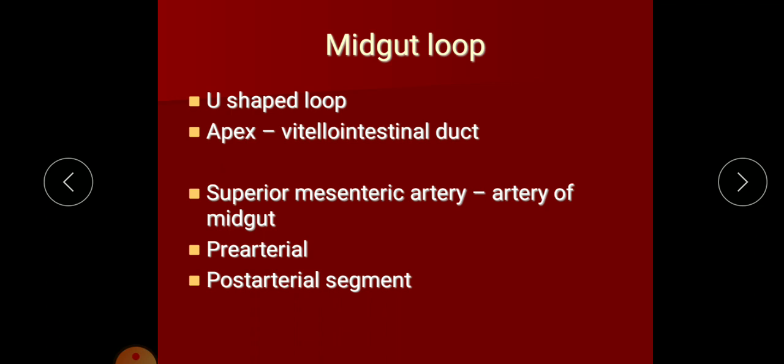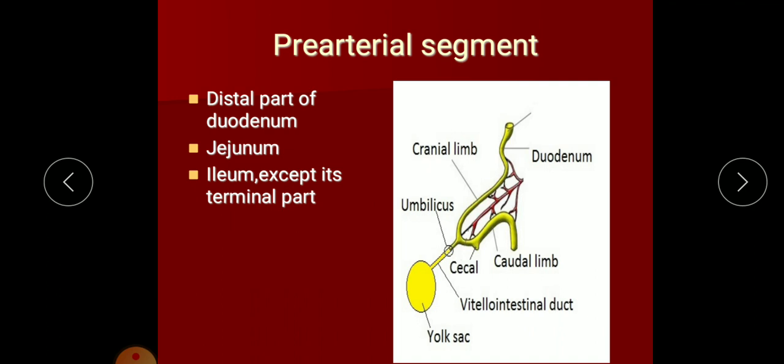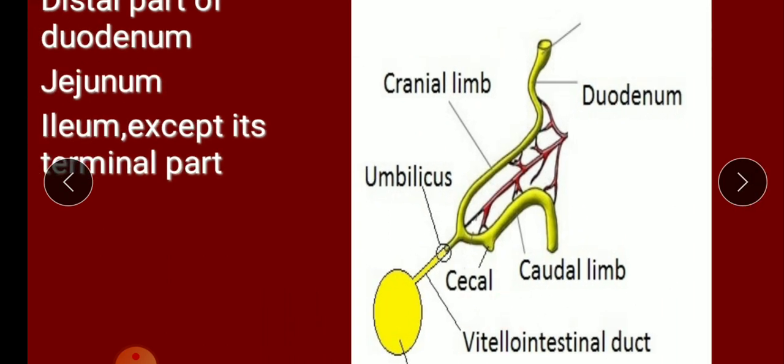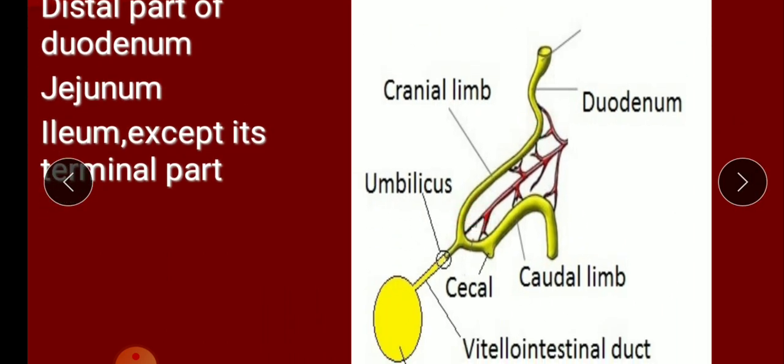Now read that the midgut loop is a U-shaped loop, and at the apex will be attached to the yolk sac through a vitello-intestinal duct, and the artery of midgut is superior mesenteric artery. So superior mesenteric artery will divide the midgut loop into a pre-arterial and post-arterial segment. Now you should know what are the derivatives of the pre-arterial segment. So this is your pre-arterial segment. What are the structures that develop from it?